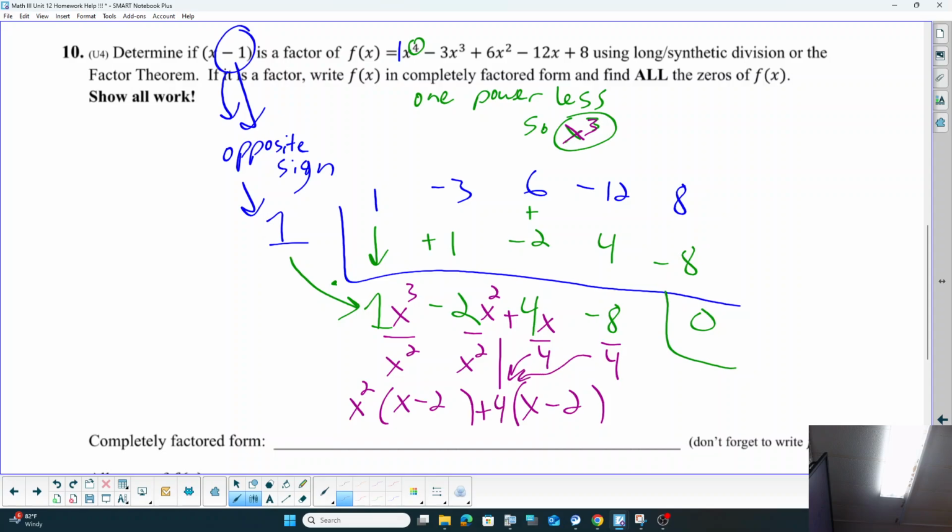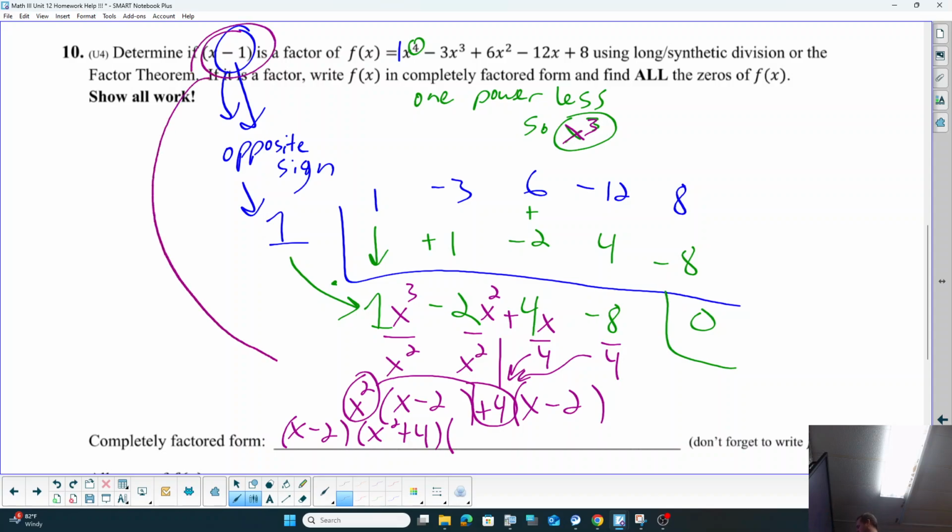A positive 4. Good. So then we're left with our factors, which are x minus 2. Don't forget the x squared plus 4. That's another factor. And then don't forget the original, which is the x minus 1. So there's our x minus 1 there. That came from up here, by the way. x minus 1 in parentheses was one of our factors.